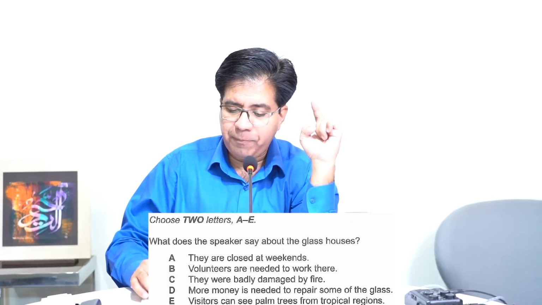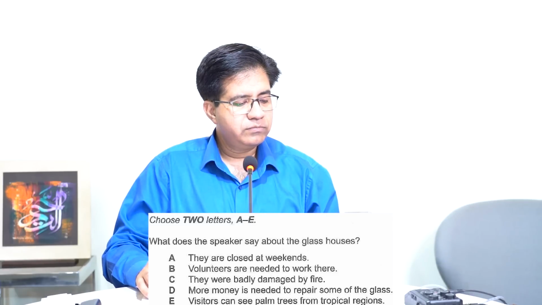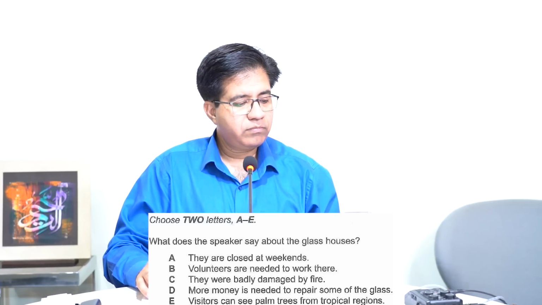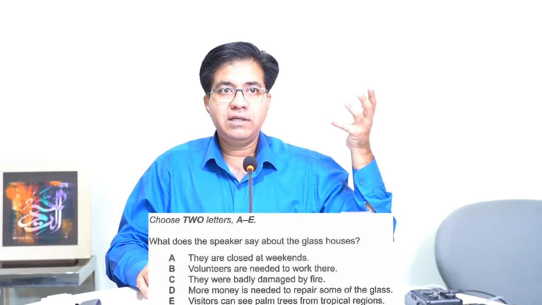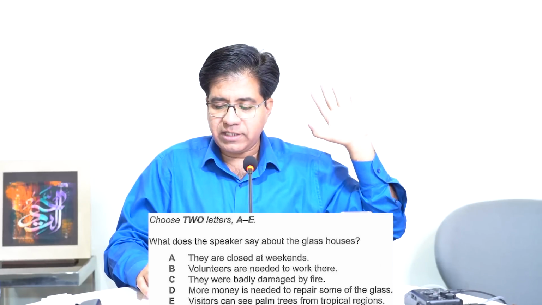Exactly. Now please come to option D. More money is needed. Over £80,000 was spent on replacing the glass walls and the metal supports. Okay, did they talk about more money? She only said £80,000 spent. So D is not the right answer.